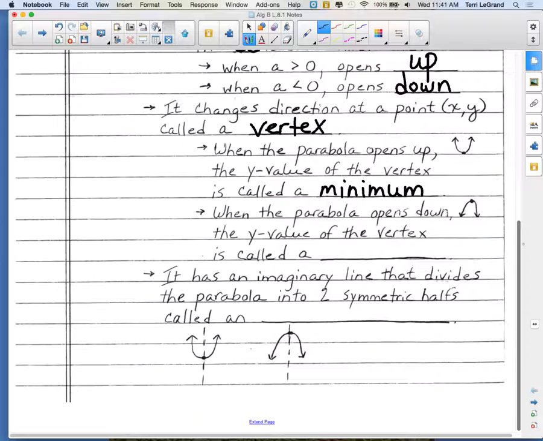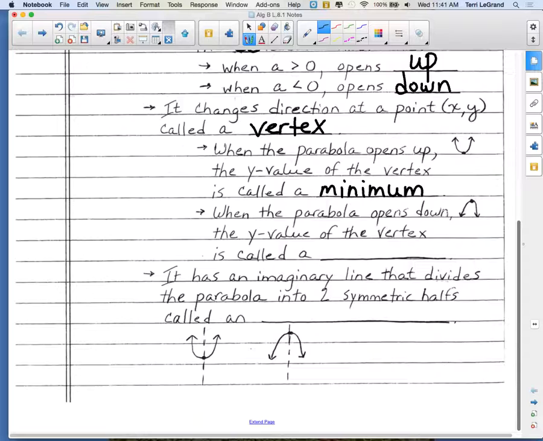Could you join in here, Kelvin? We're filling our notes. So when the parabola opens up, the lowest point on the graph is that vertex where it turns, and the y value of that is called a minimum because the parabola doesn't go any lower than that. And remember, y values are the up and down, the higher and the lower. So it doesn't go any lower than that. When the parabola opens down, it's the highest point of the one opening down.